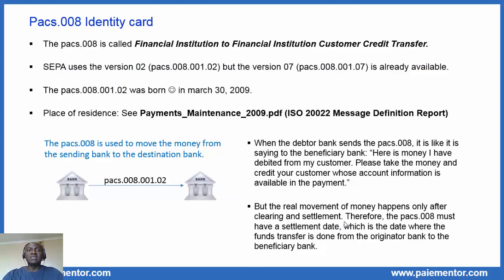The PACS.008 is called Financial Institution to Financial Institution Customer Credit Transfer. It is a message exchanged in the interbank space, so either between two banks or between a bank and a clearing system. The message contains customer information. So it's a bit like the MT103 in SWIFT.